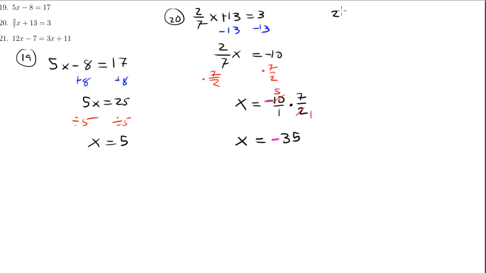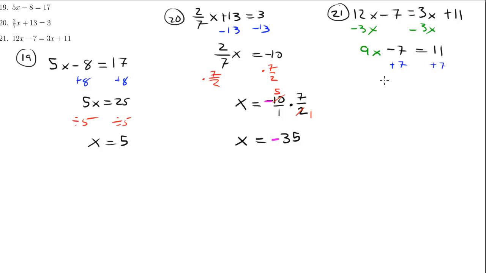Last, 21. All right, we have 12x minus 7 is equal to 3x plus 11. Gather our x's. 9x minus 7 is equal to 11. Add 7. 9x is equal to 18. Divide by 9.